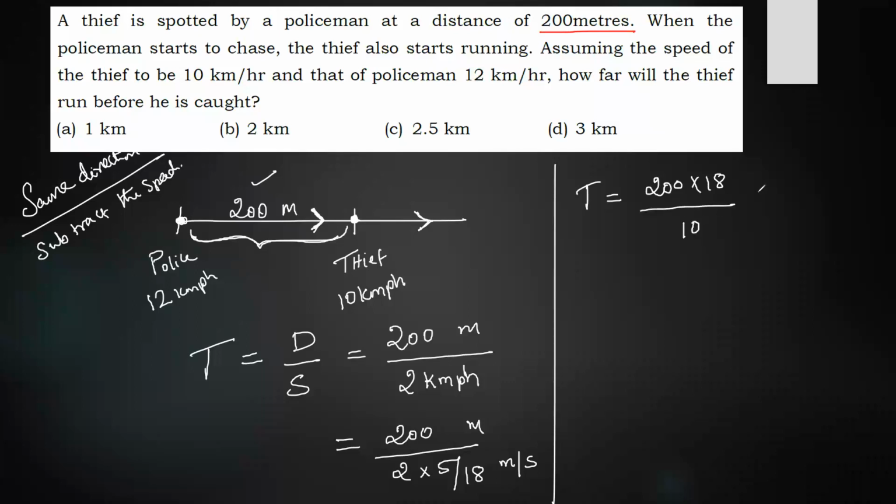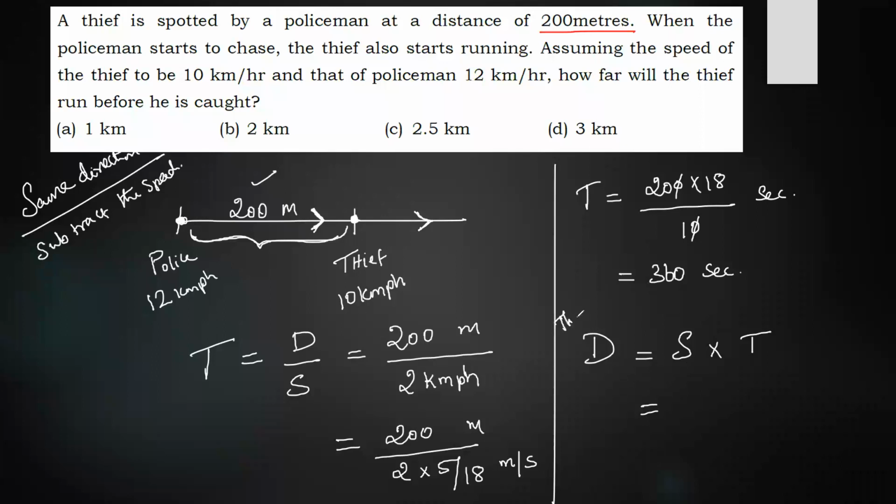The police spot a thief at 200 meter distance. So this distance is the main thing. So 200 by 2 kilometer per hour, same direction, right? If you divide it, you will get 200 into 18 divided by 2 into 5. 2 into 5 becomes 10 seconds. So strike it, you will get 360 seconds. Okay, 360 seconds. Is it clear?